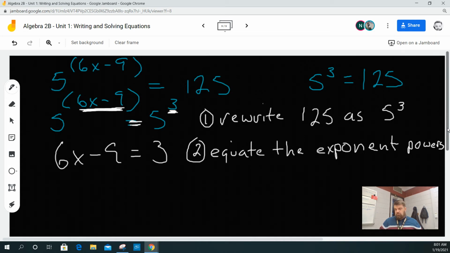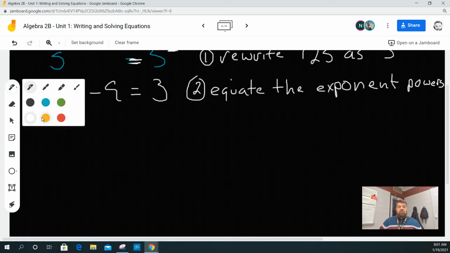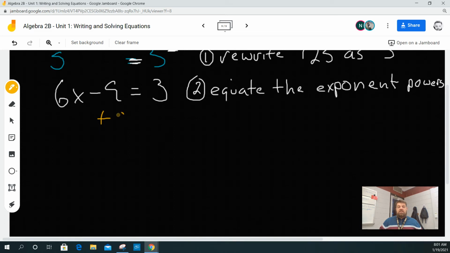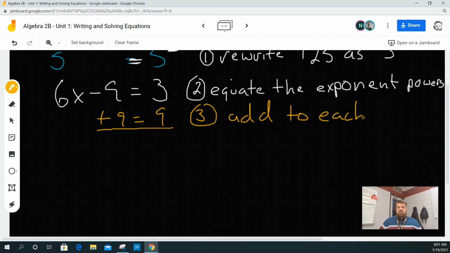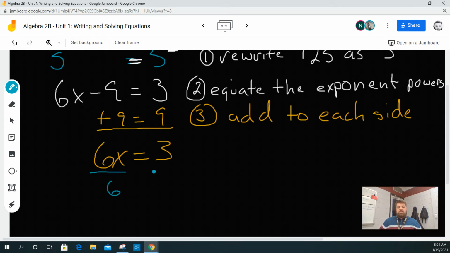Okay? So then the next step is we're just going to solve this thing. I'm going to solve for x. So I'm going to add 9 to both sides, right? Because that's the first thing that we're going to do. So we're going to note this. And you might think to yourself, why do I need to know this? Why do I need to write this down? You'll thank me later. Add 9 to each side. And when you do that, you get 6x is equal to 3. Lastly, you're just going to divide by 6 on both sides.